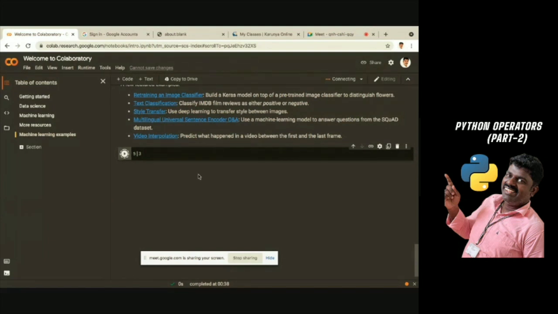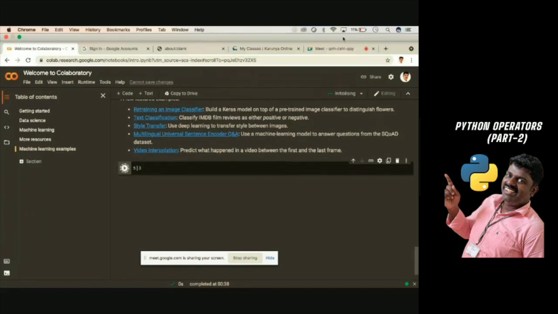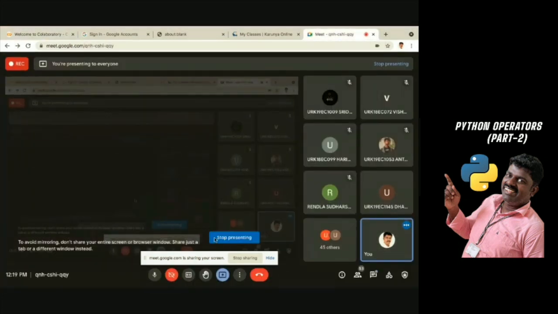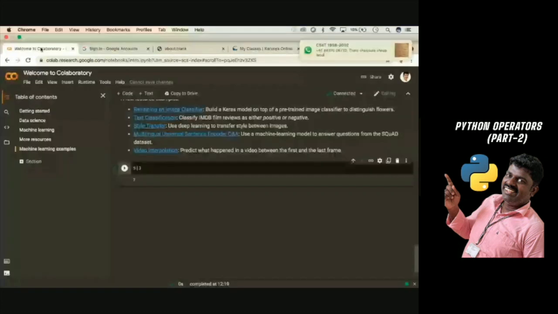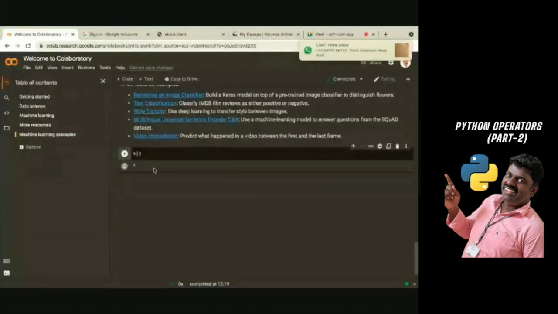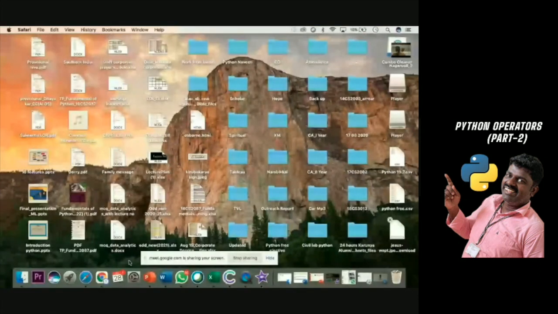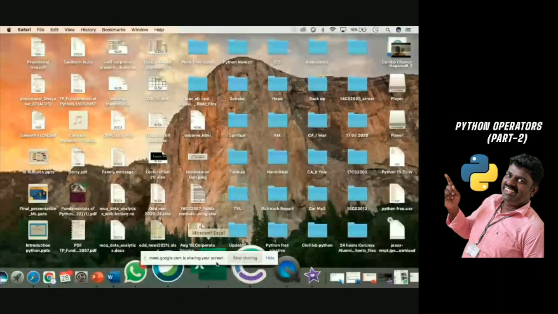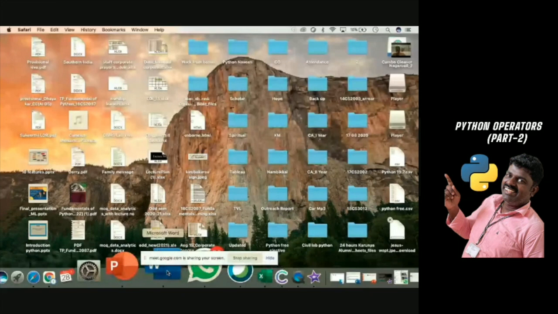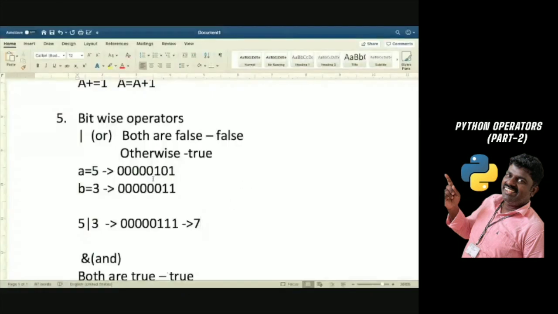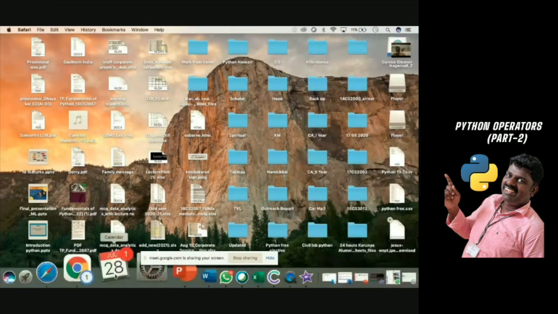First time we are running, so it is taking a little time. Once again, I will put a charge and it will come. Once again. Yeah, 7, right? Okay, so that only we dealt with. Okay, so 7 we got it, right? So indirectly it is converting into a binary and it gives the result clearly.